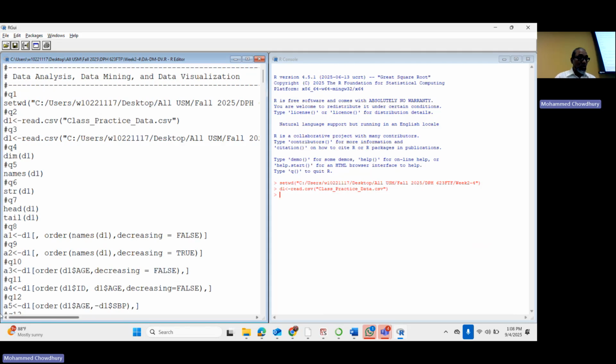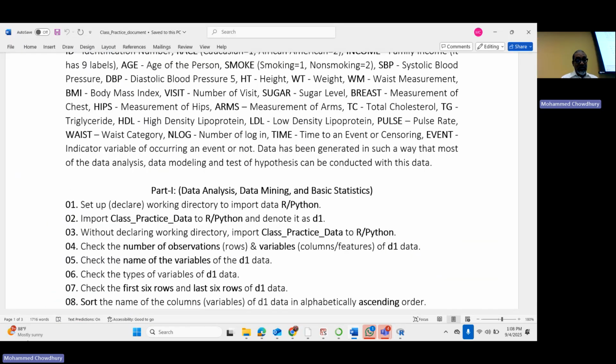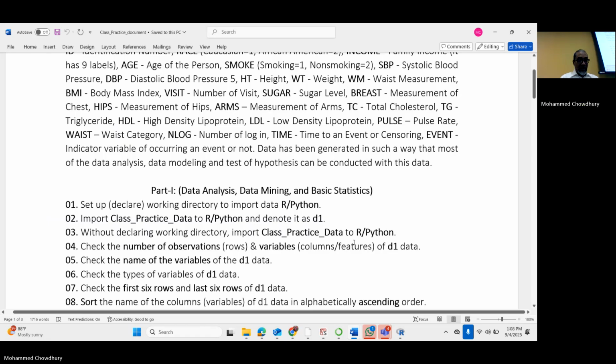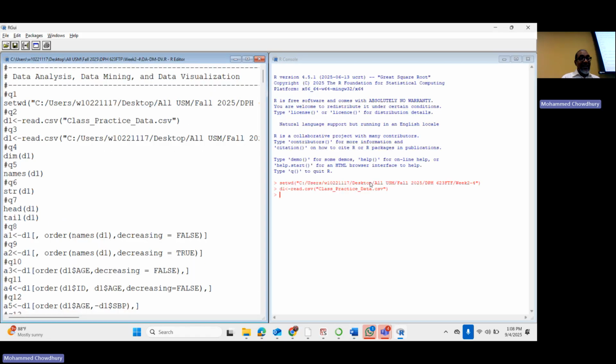Understand? So question number 3 is asking you, without declaring a working directory, import the class practice data to R and Python. Clear? Okay, after importing this, question number 4 is asking you to check the number of observations and variables of the data. That means in that data, how many rows and how many columns.